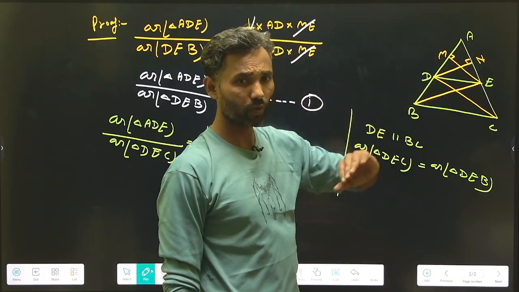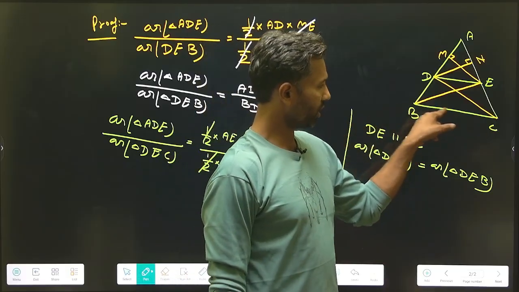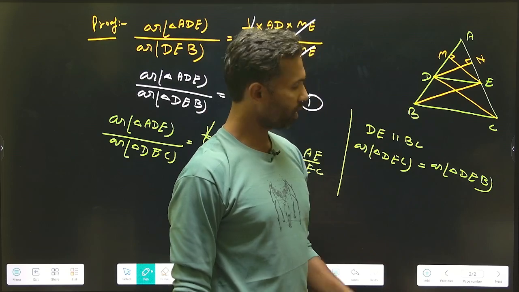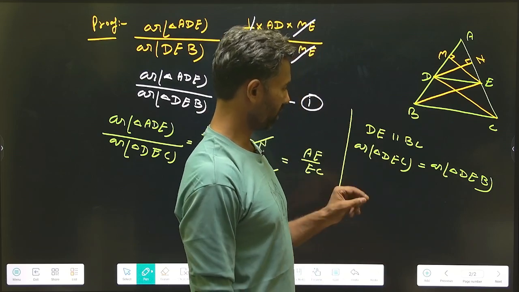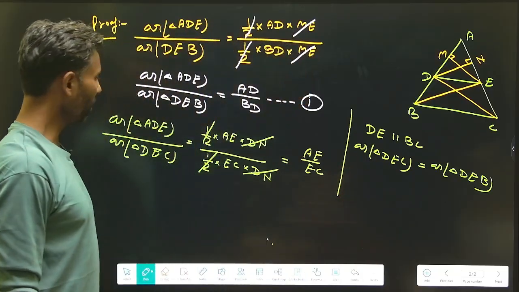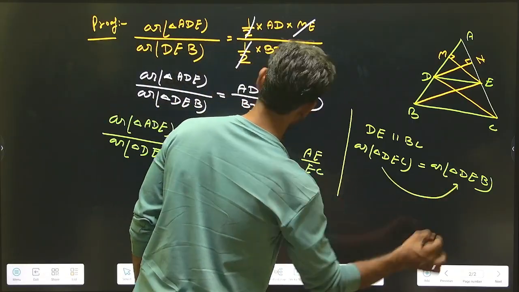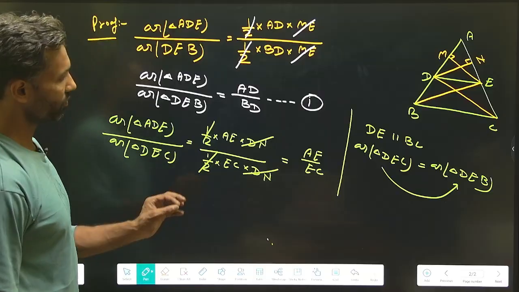So the altitude of these two triangles will be the same, and the base of these two triangles is common, that is BC. So the area of these two triangles will be equal, we know that. So I can say that the area of triangle DEC will be equal to the area of triangle DEB. So DEC can be replaced with DEB.